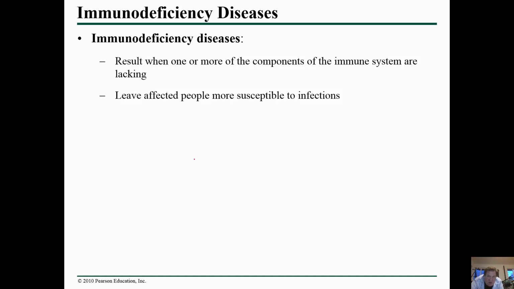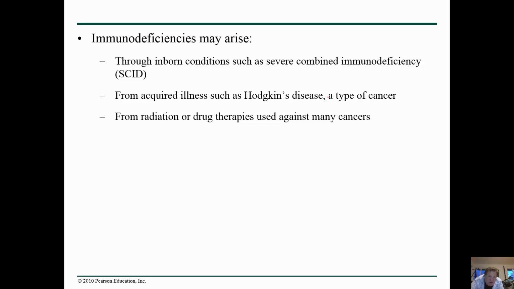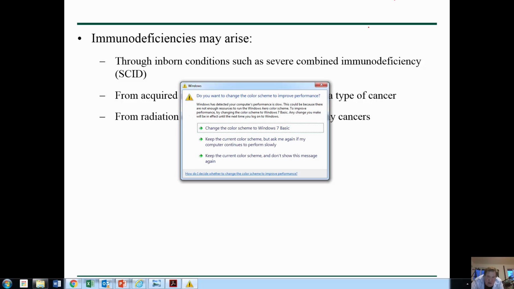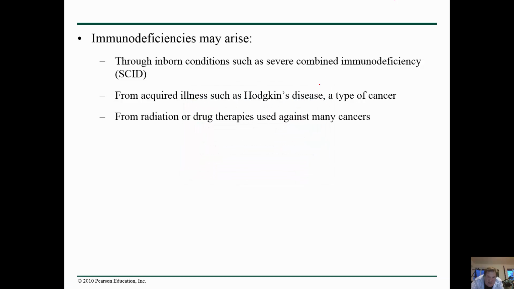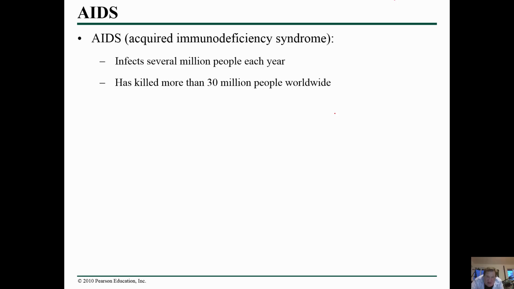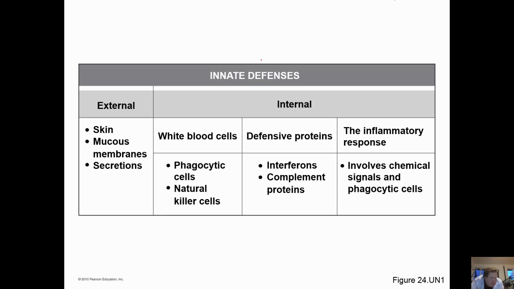Immunodeficiency diseases result when one or more of the components of the immune system are lacking. You're lacking stage 1, stage 2, or stage 3. This leaves people susceptible to many different infections. An example of this would be SCID, severe combined immunodeficiency, Hodgkin's types of cancers, and then radiation and drug therapies that cause this. And again, the big one, AIDS, that everyone seems to know about.